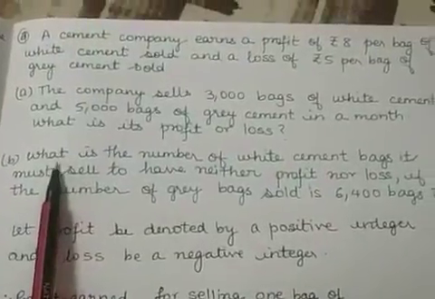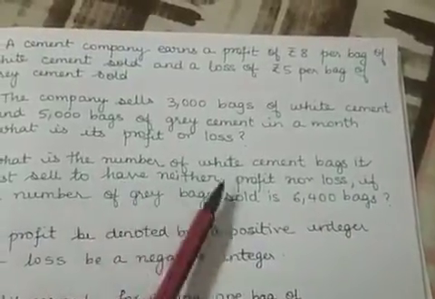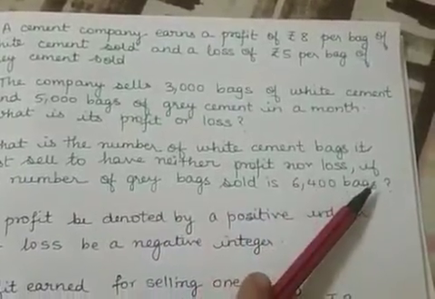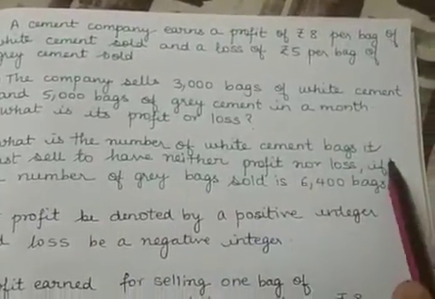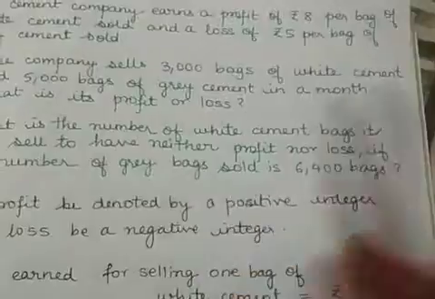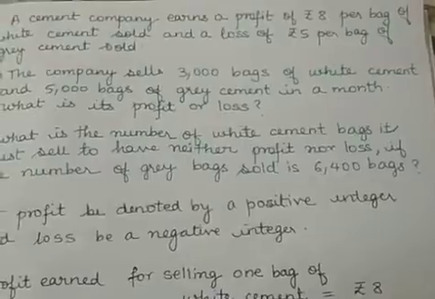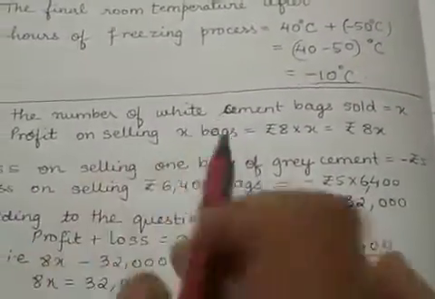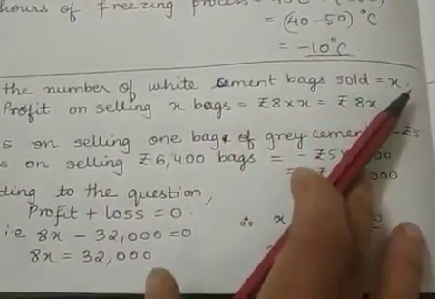The second part says, what is the number of white cement bags it must sell to have neither profit nor loss if the number of grey bags sold is 6,400 bags. Okay, now you have to find out how many white cement bags it has to sell, so that at the end there is neither profit nor loss. So it is 0. There is no profit, neither loss. And it is given that number of grey bags sold is 6,400. Since you don't know how many white cement bags are sold, let us take the number of white cement bags sold is equal to X.